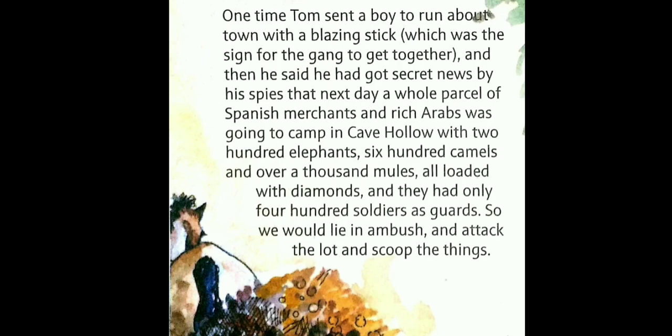So, we would lie in ambush and attack the lot and scoop the things. So, Tom gave this idea to his friends that they could lie in the grasses and they would attack the lot and take away the things. So, now the next para on page number 3.